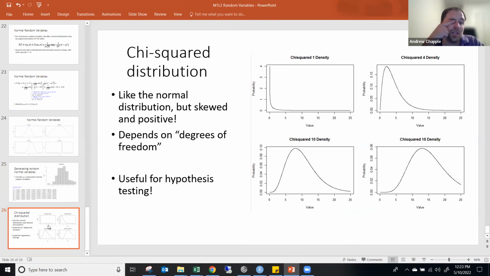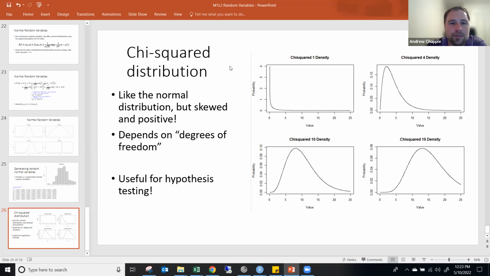And the last distribution that we really need to know for this class is the chi-square distribution. The chi-square distribution is the square of the standard normal. It's like a normal distribution, but it's positive. It depends on something called degrees of freedom. So this is a chi-square distribution with 1 degree of freedom. This is 4, this is 10 degrees of freedom, and this is 15.